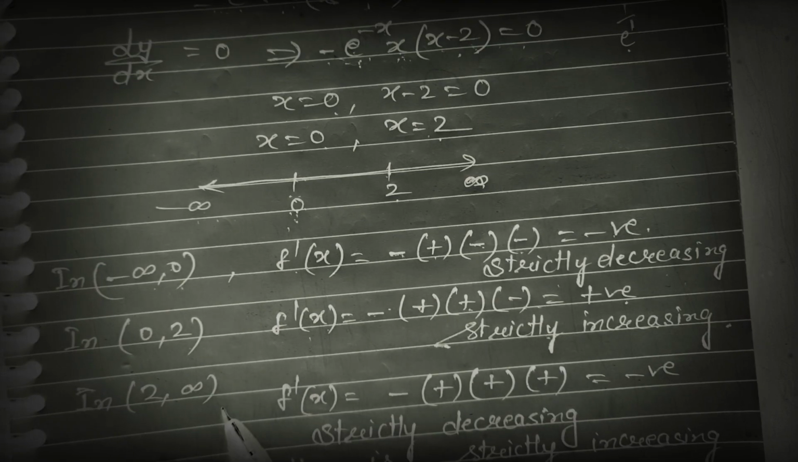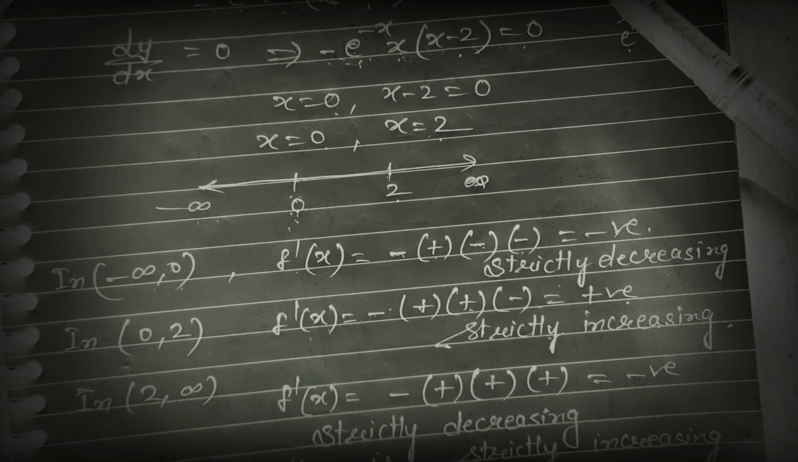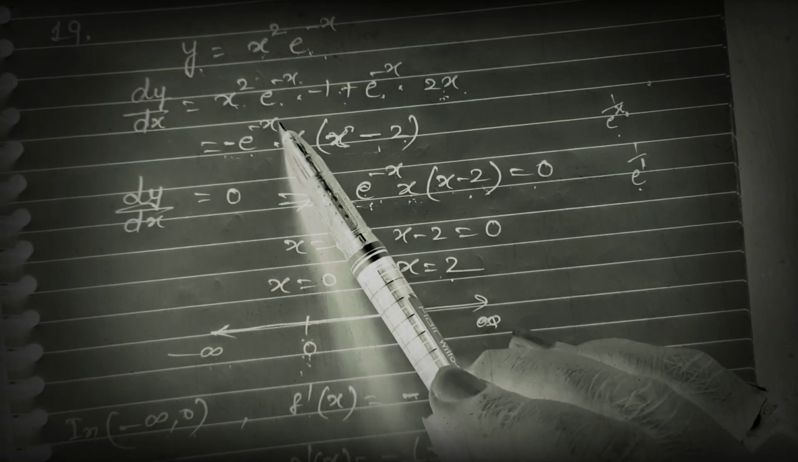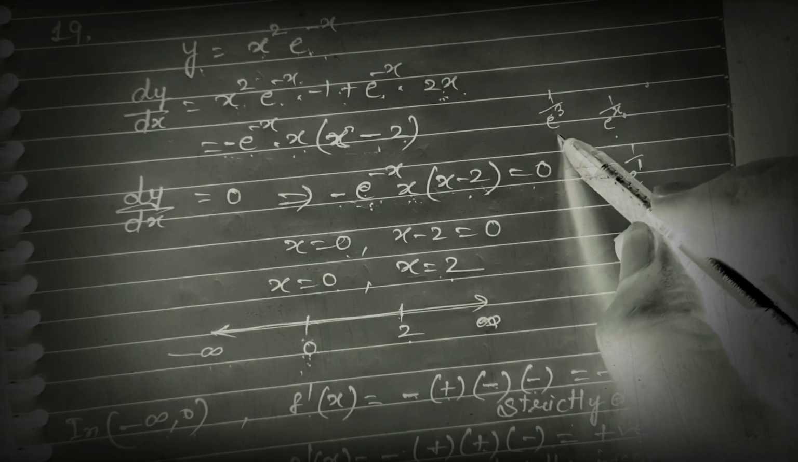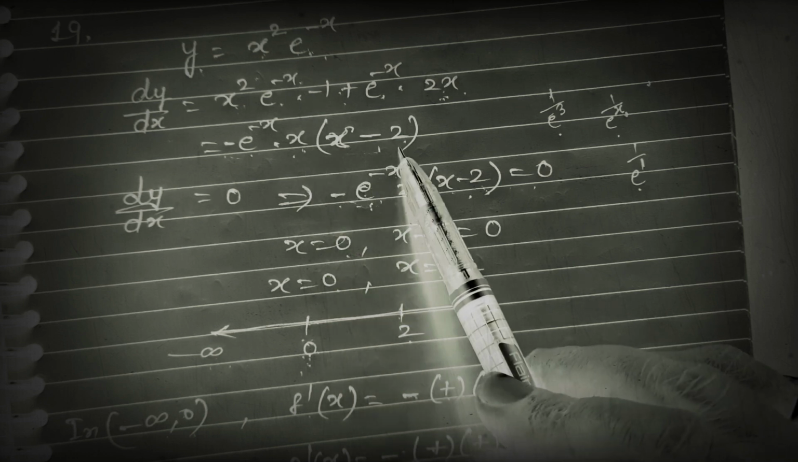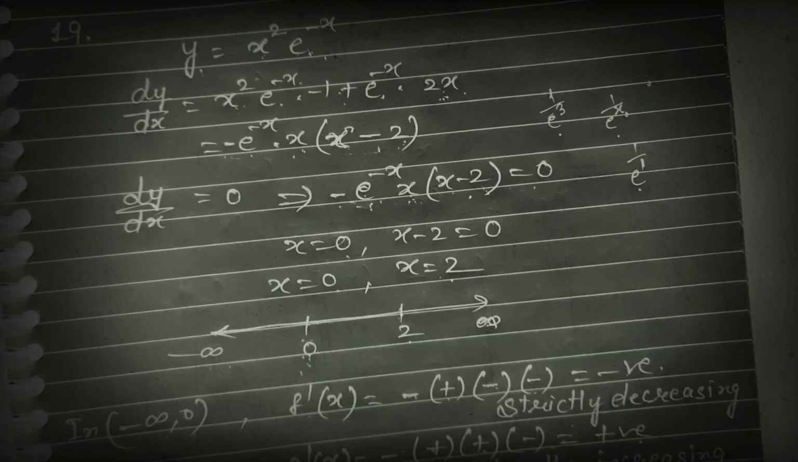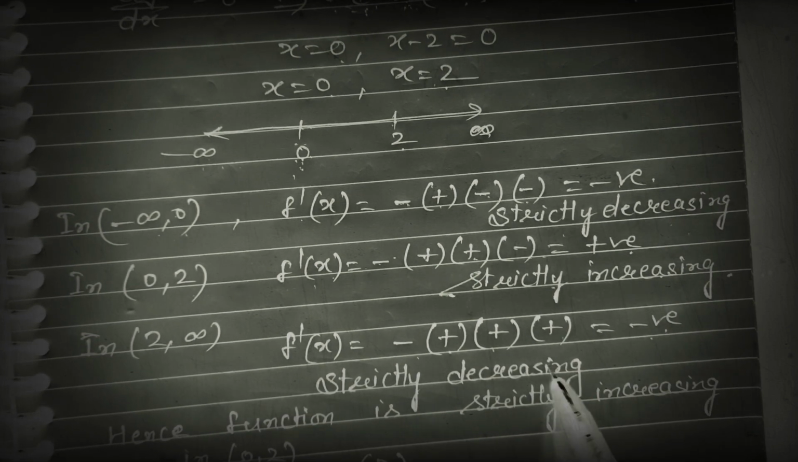Now for 2 to infinity, we will check between 2 and infinity. We can take 3, 4, anything, so I am taking 3 here. If we put 3 in place of x, there is a minus, and e raised to power minus 3 is positive because it will be 1 over e raised to power 3. Here 3 is positive, 3 minus 2 is also positive, so positive into positive into positive into negative is negative. So it is strictly decreasing.